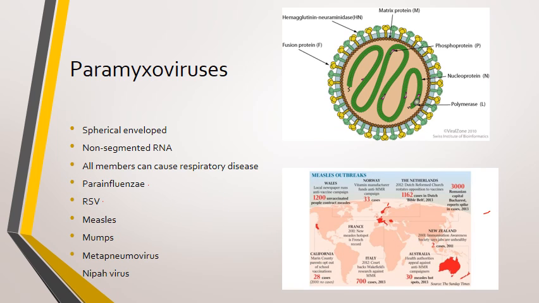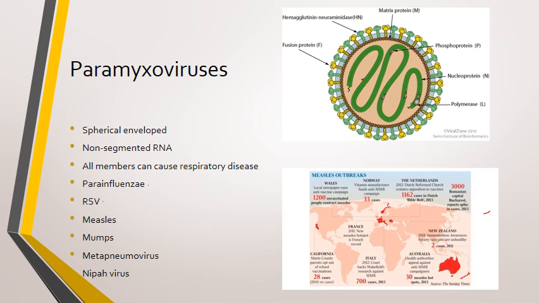The paramyxoviruses. The paramyxoviruses include a lot of the diseases of childhood, including measles, mumps, parainfluenza, RSV, those ones. And then we have a couple that are relatively new to this particular family in our importance. And that's the metapneumovirus and the Nipah virus.